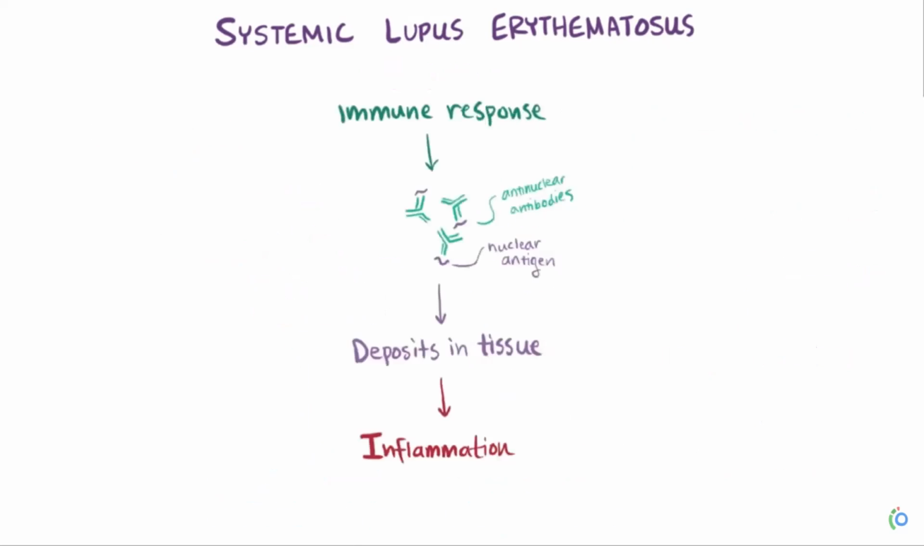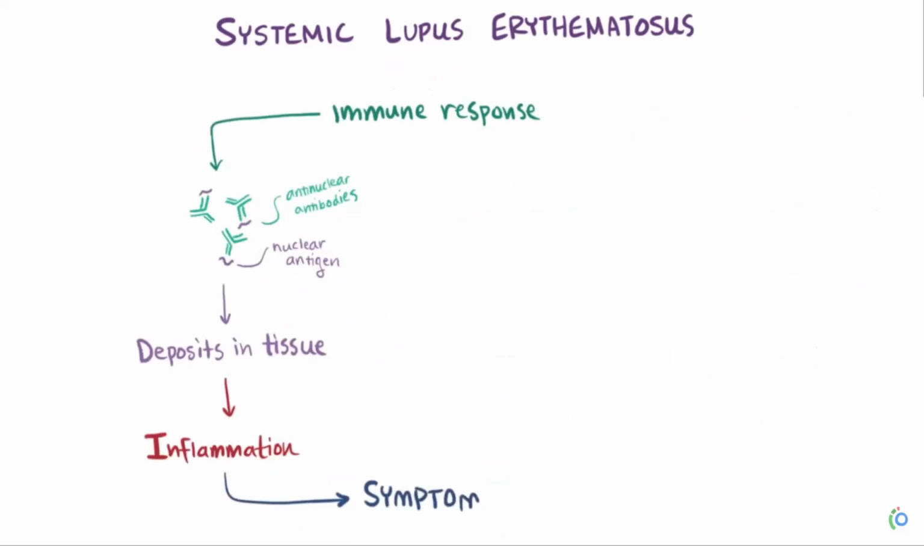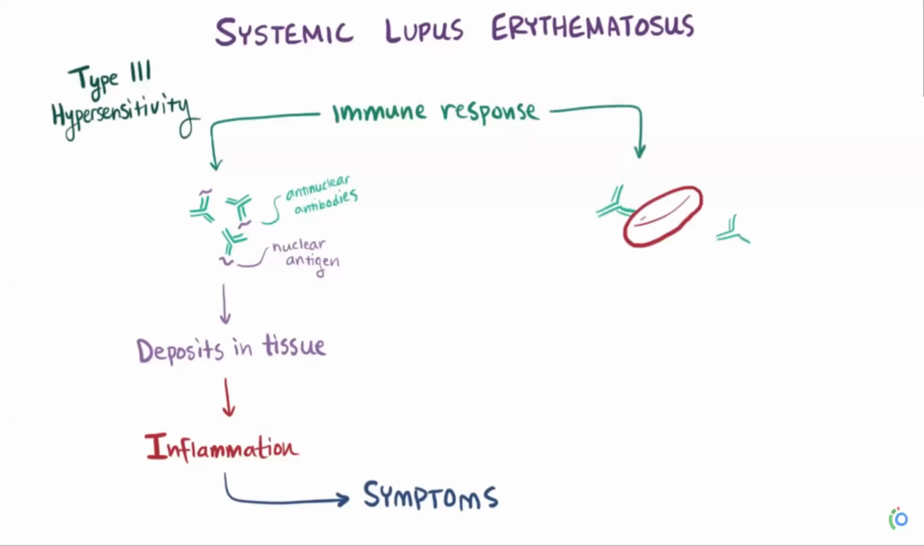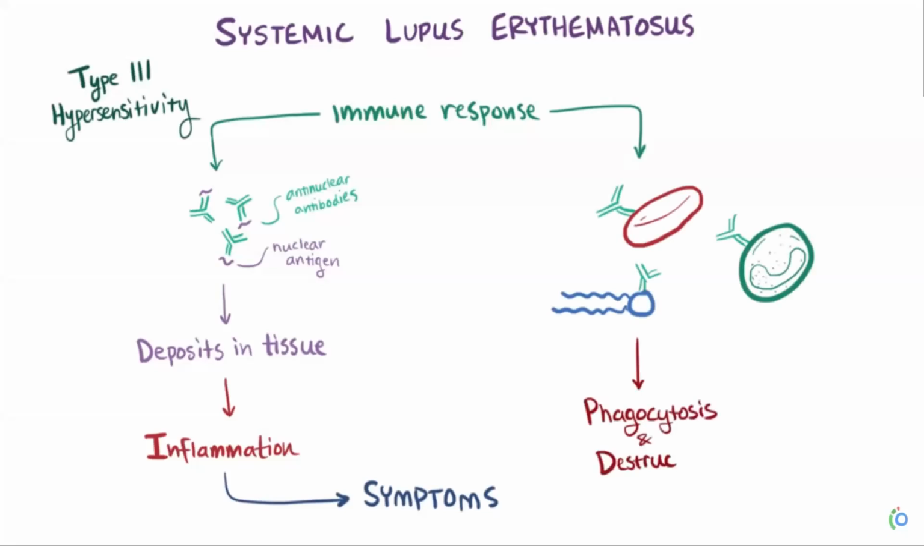These deposits and inflammation seem to be the cause of most of the symptoms of lupus, which remember is a type 3 hypersensitivity reaction. Many patients, though, also develop antibodies targeting other cells, like red and white blood cells, and molecules like various phospholipids, which can mark them for phagocytosis and destruction, leading to additional symptoms. And this is considered a type 2 hypersensitivity reaction, although it isn't fully understood why some of these antibodies targeting specific cells and molecules develop.